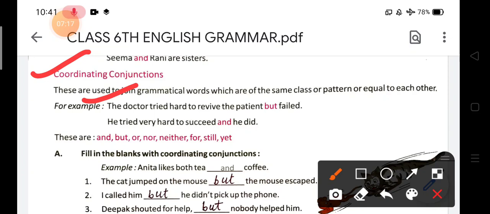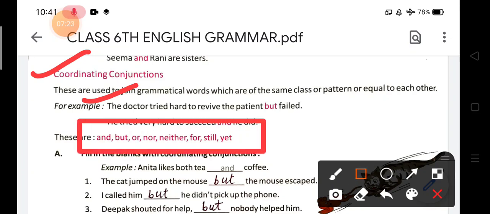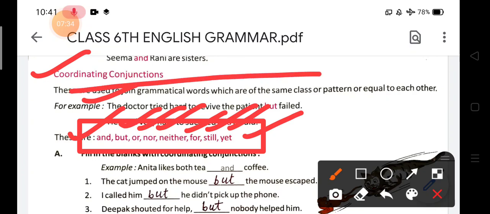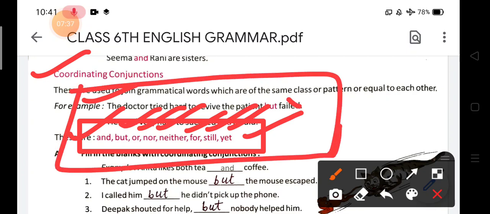So you will understand what the main coordinating conjunctions are. They are and, but, or, nor, neither, for, till, still, yet. These are the important coordinating conjunctions that have importance in your grammar. So now you will learn all these coordinating conjunctions.